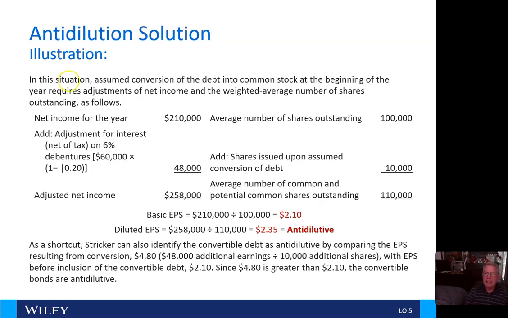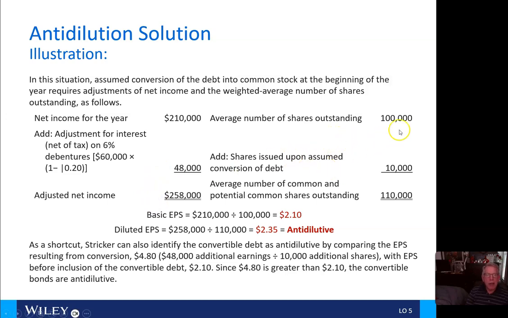Well, in this situation, assumed conversion into common stock at the beginning of the year requires adjustments of net income and the weighted average number of shares. So here's our net income for the year given in the problem. We're going to add an adjustment for interest net of tax on 6% debentures. So we take the $60,000 times the 80%, 1 minus the tax rate, which gives us $48,000, which we add to the adjusted net income.